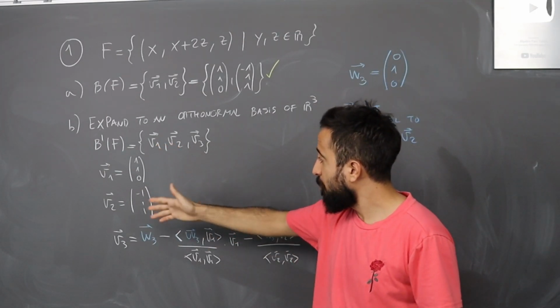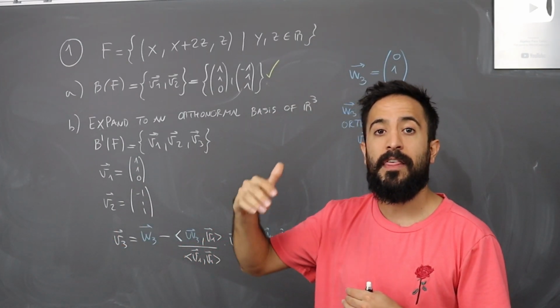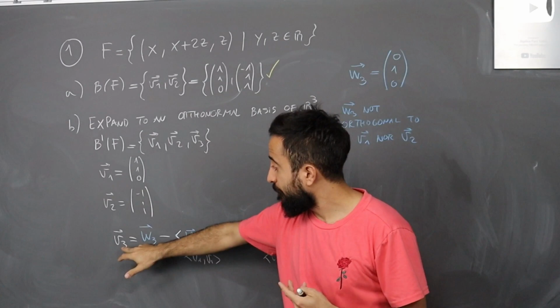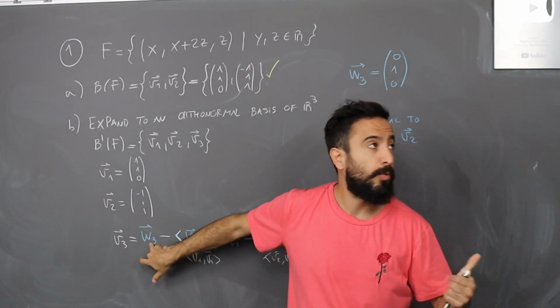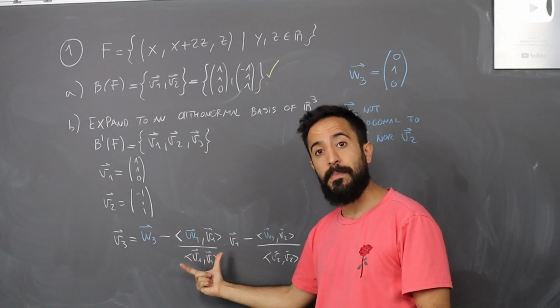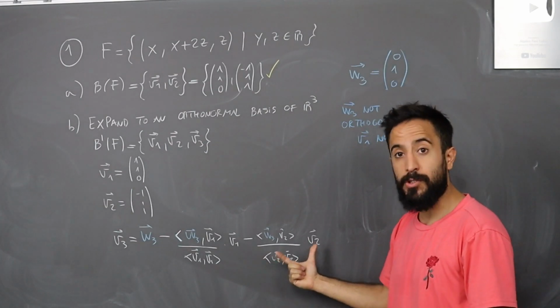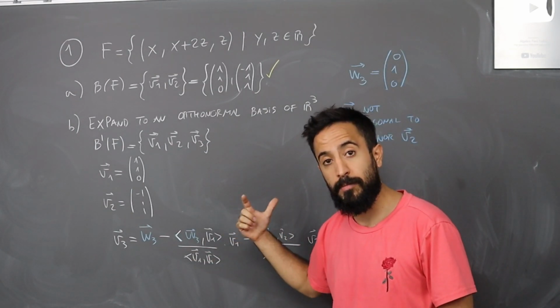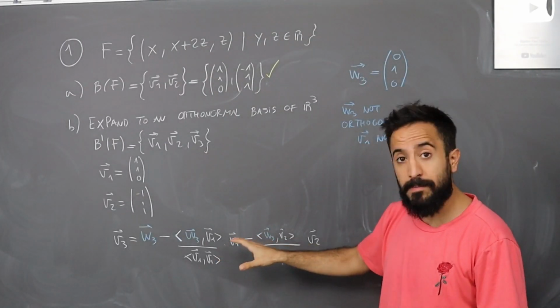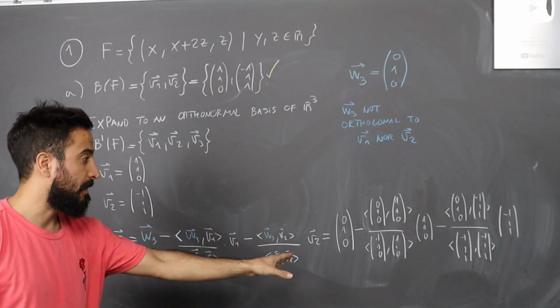So b1 and b2, we won't change them, right? Because we just want to expand the base. So we need to add a third vector. And in order to find that vector, we take the vector we already have and we subtract both the projection of that vector onto b1 and the projection of that vector onto b2. Both orthogonal projections, right? So let's plug in the vectors we know, right? w3, b1, and b2. Like this.